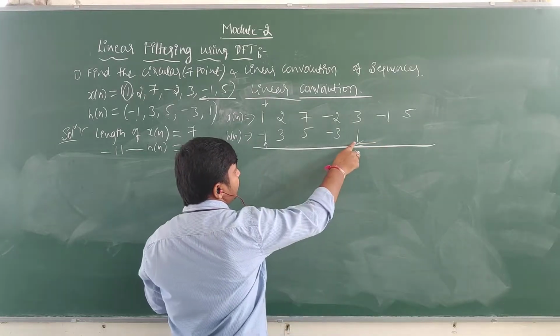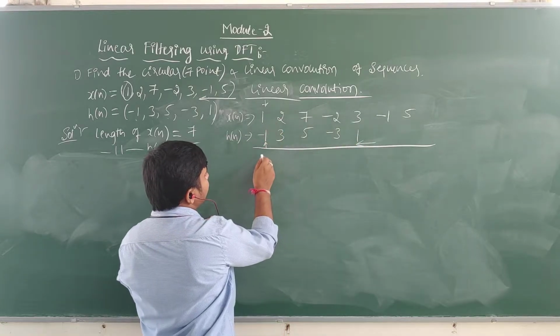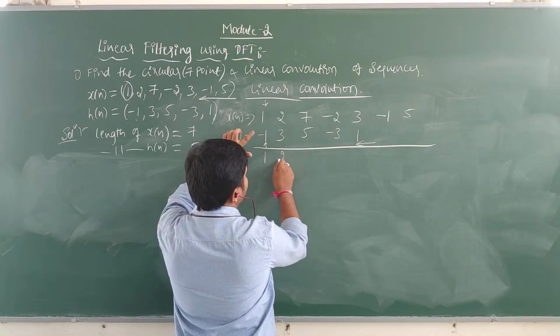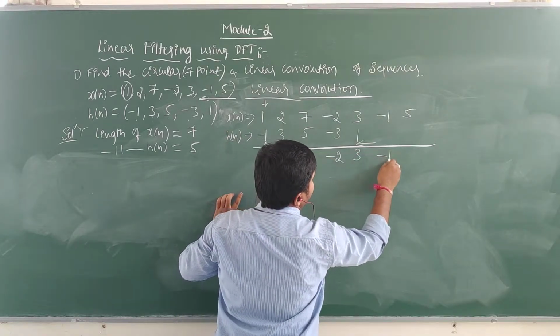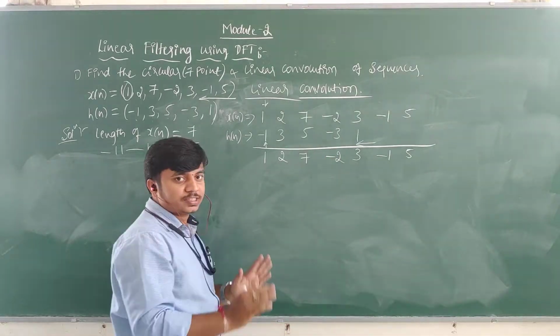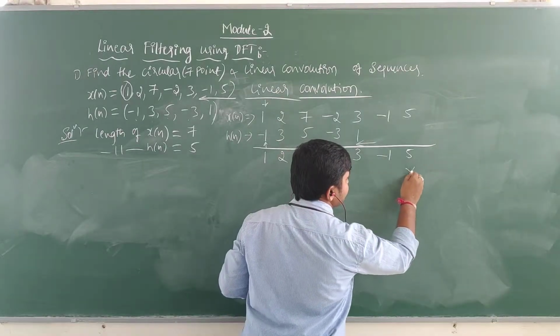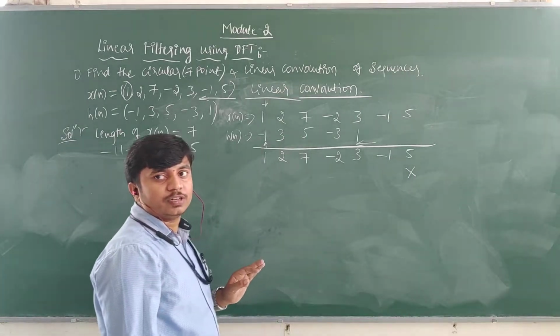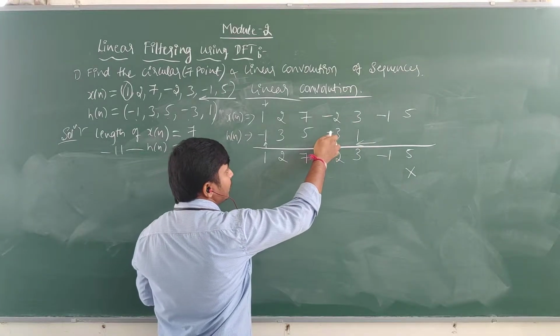So first sample here is 1. So 1 into 1, 1. 1 into 2, 2. 1 into 7, 7. Minus 2, 3. Minus 1, 5. So in the next step, what I need to do? I need to leave one space at the right side. So therefore, next continue the multiplication.